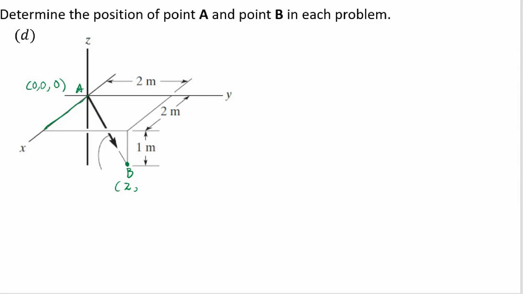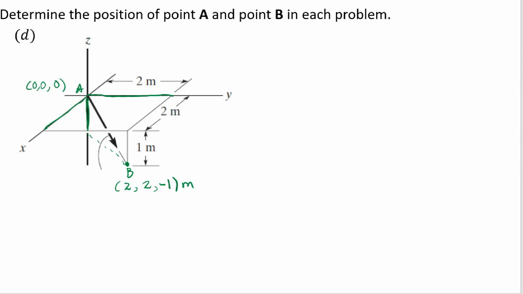And what is the distance of this point along y? That is also 2 meters. And what is the distance along z? If I make a dotted line again here, it's 1. But since this is going down, below the origin, that is negative 1. Okay? Hopefully that is clear.